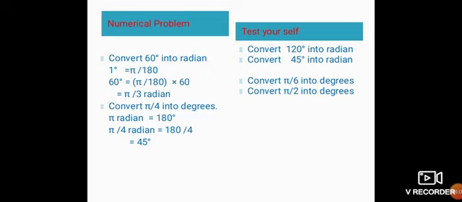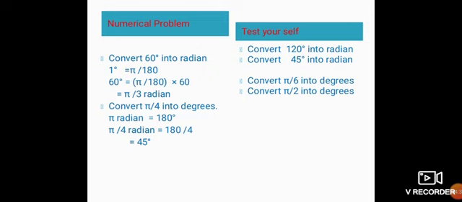Numerical problem. I am going to solve two problems based on plane and solid angle. First problem. Convert 60 degree into radian. Already we know that 1 degree is equal to pi by 180. So 60 degree is equal to pi by 180 into 60. So the answer is pi by 3 radian.